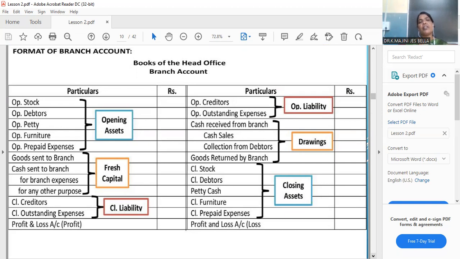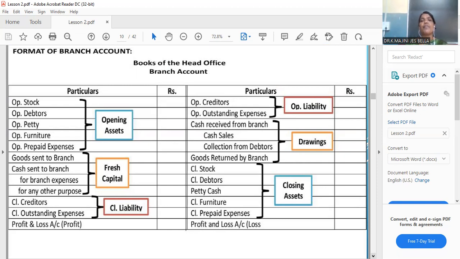Then we can see what are the items that will appear on the credit side of the branch account in the books of head office. You come to this credit side by opening creditors, by opening outstanding expenses, by cash received from branch, in case the cash is collection from debtors, then goods returned by branch. Any other goods returned from the branch.